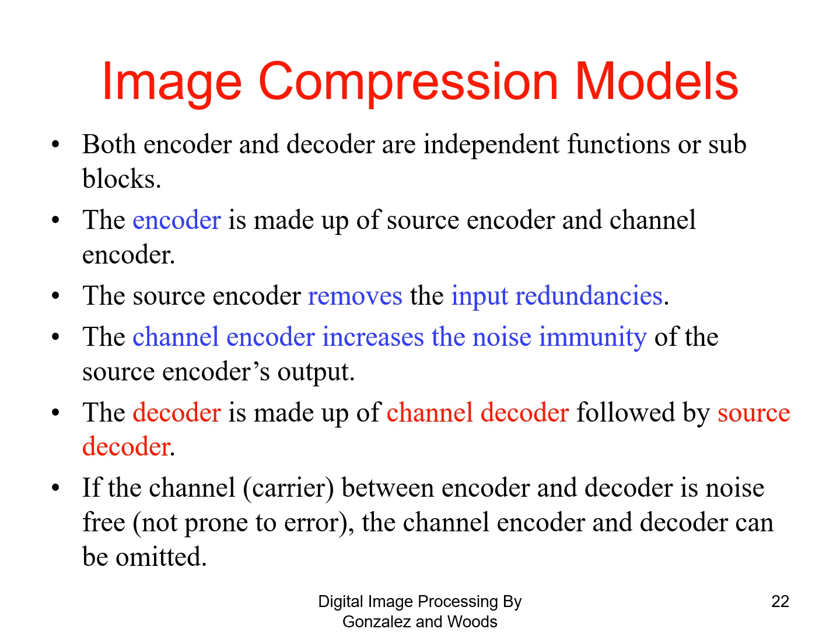Then there is a channel encoder which increases the noise immunity. If the channel is not noisy, you can eliminate this. Then in the receiver, the first block is the decoder, which is made up of the channel decoder followed by the source decoder. As I have mentioned, if the channel between encoder and decoder is noise free, then there is no need to use the channel encoder and decoder.